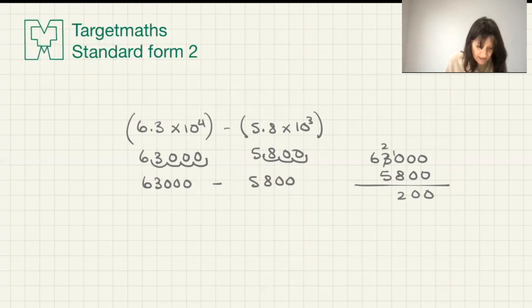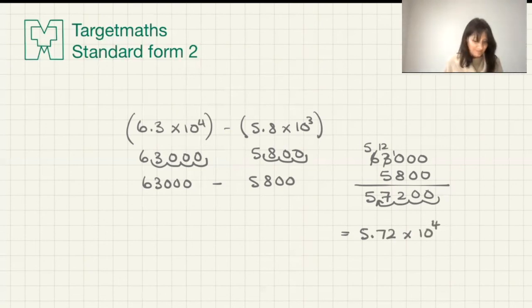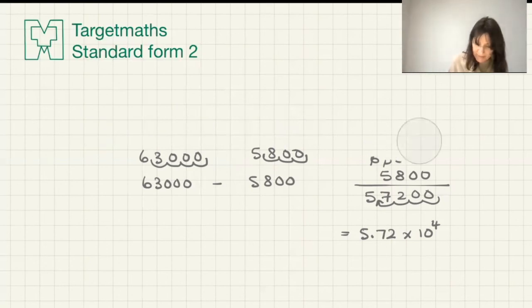And then I tend to do 62 take 5. I don't tend to borrow and then change it back. I mean, you can do it either way. But because there isn't another number here, I just do 62 take 5. If you just follow the normal process, you'd have to change that to 12 and that would go down to 5, and 12 take 5 is 7. So it's the same thing that's happening. Now, getting that back into standard form, 1, 2, 3, there's 4 movements. So the answer is 5.72 times 10 to the 4. All right, have a go at another one.